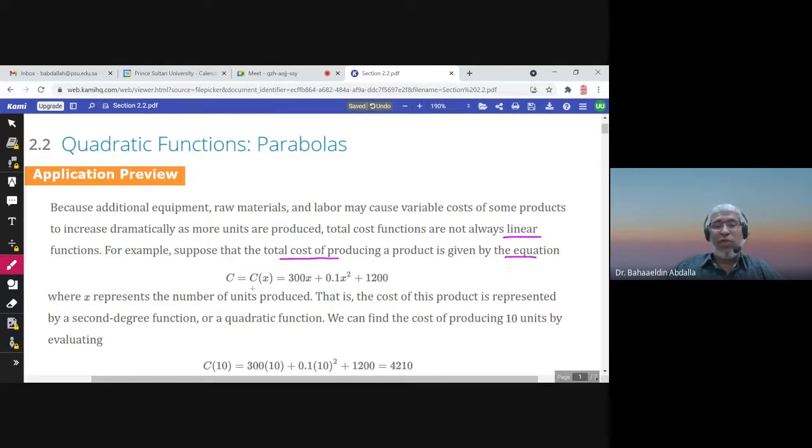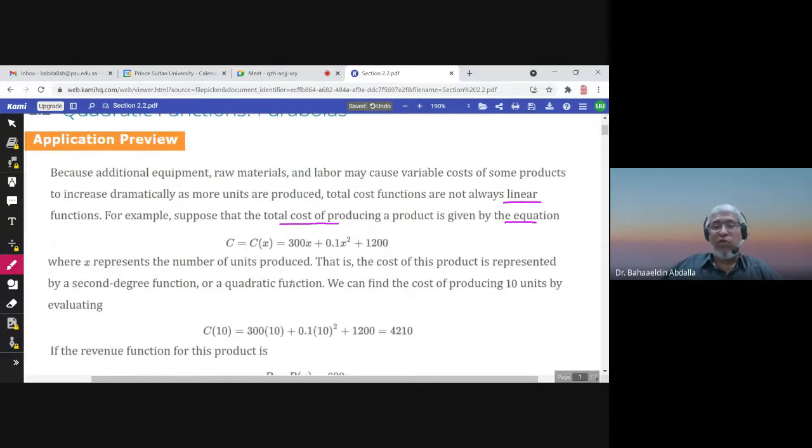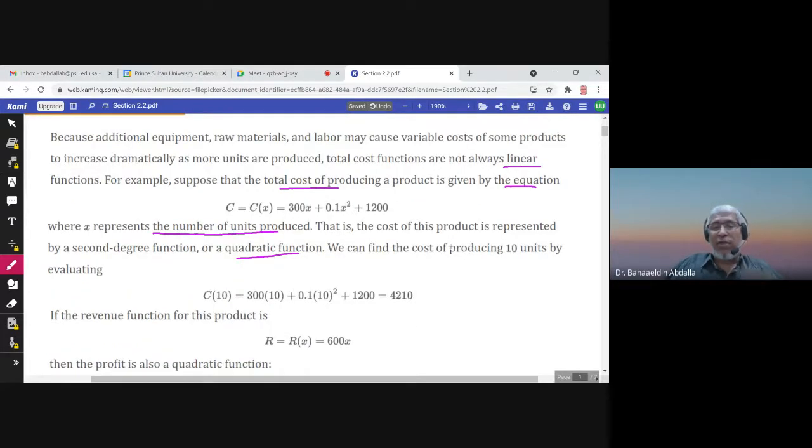So suppose that this is a total cost function of producing a product. It's a quadratic equation where x, as usual, is the number of units produced. So the cost would be a quadratic function. Now, if we want to find, for example, the cost of producing 10 units, we just replace x by 10 and find the cost.